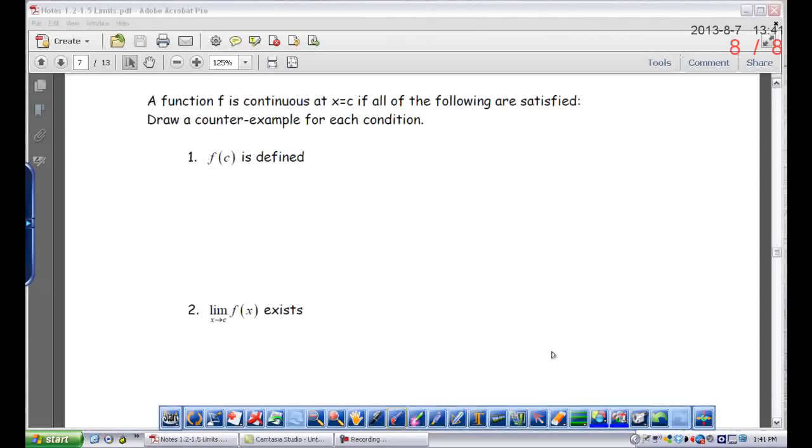All right, so the first condition of continuity is that f of c is defined. So here's an example of when f of c is not defined. You could just have a big old hole in your graph where x equals c, and f of c is not defined. Another example where f of c is not defined is if, say, you had an asymptote at x equals c. So in both of those pictures, f of c is not defined.